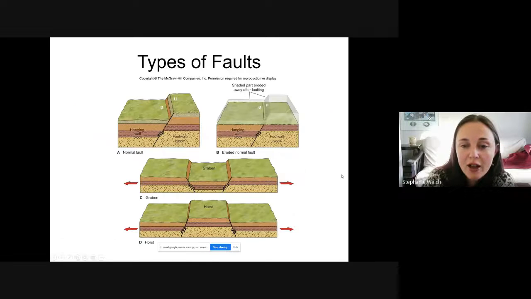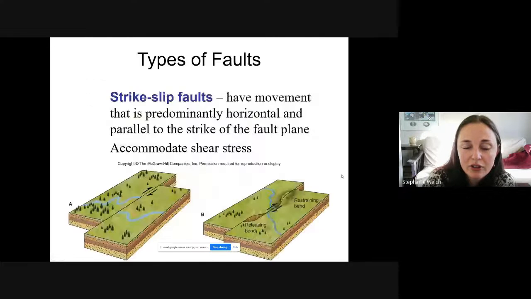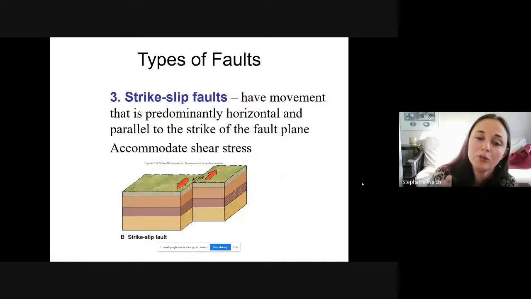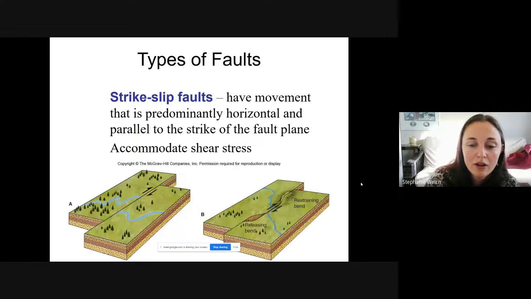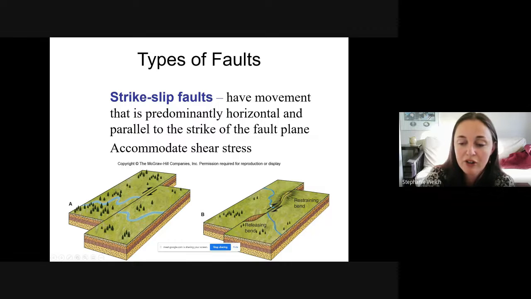Then the third type of fault has the two blocks sliding past each other. In this case over here, this would technically be a right lateral strike slip fault, because if you're looking across the line of the fault from either perspective, the other block is moving to the right. This is effectively the same thing going on over here, another right lateral strike slip fault that's actually offsetting this river.